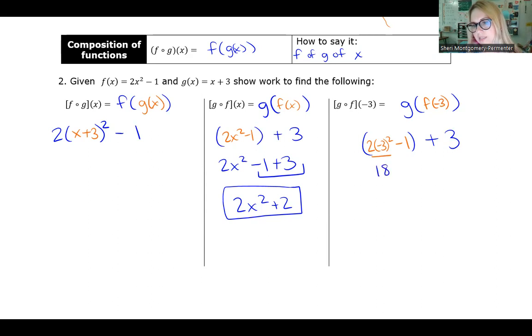So we've got 18 minus 1 plus 3. We're just doing it bit by bit. What's 18 minus 1? 17. What's 17 plus 3? 20. Beautiful.